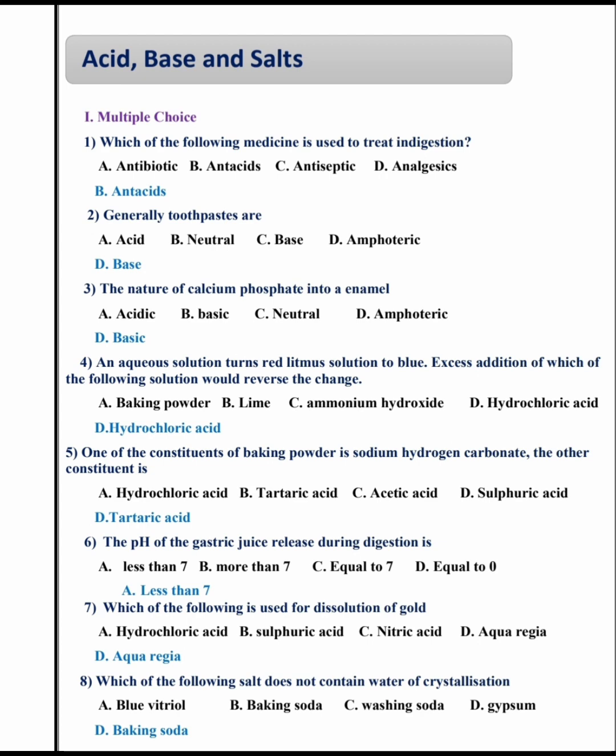One of the constituents of baking soda is sodium hydrogen carbonate. The other constituent is tartaric acid. The pH of the gastric juice is less than 7. The dissolution of gold, aqua regia, HCl and sulfuric acid. Which of the following salts does not contain water of crystallization, that is baking soda?